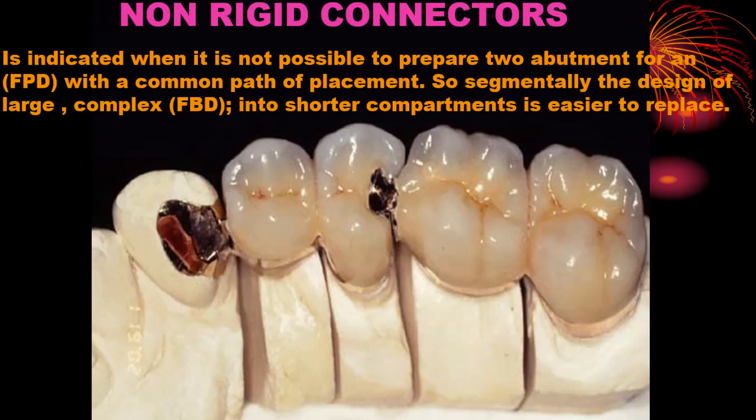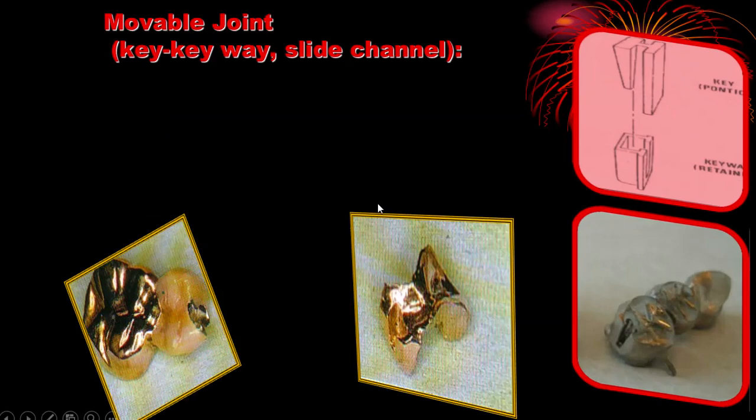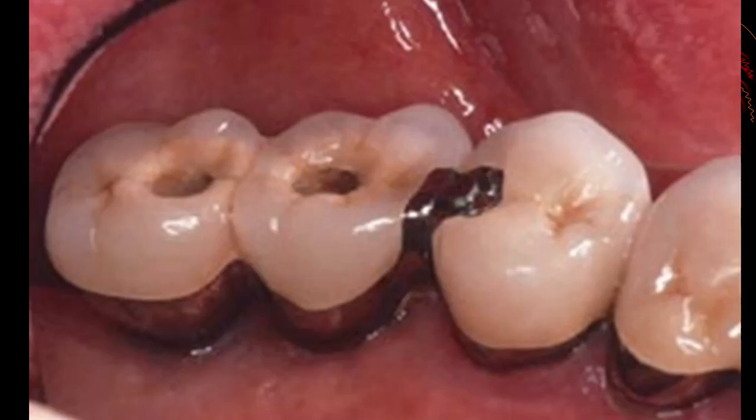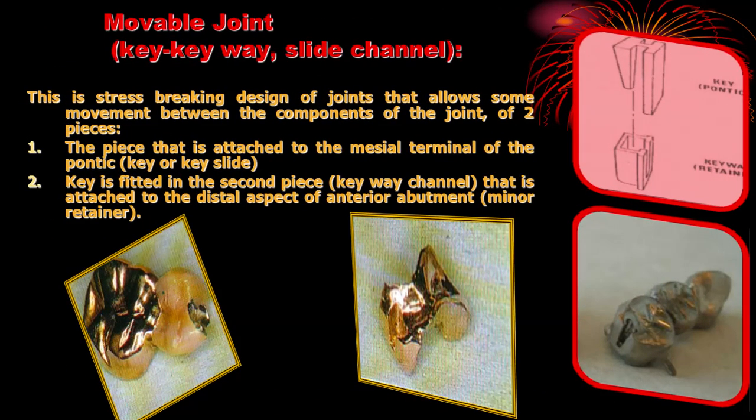Non-rigid indicated when it is not possible to prepare two abutment for unfixed partial denture fix with common path of place. قبل شرحناها شو وقت نستعمله مثل ما نشوف. هذا هو ال flexible connection. بالflexible connection stress brake device.